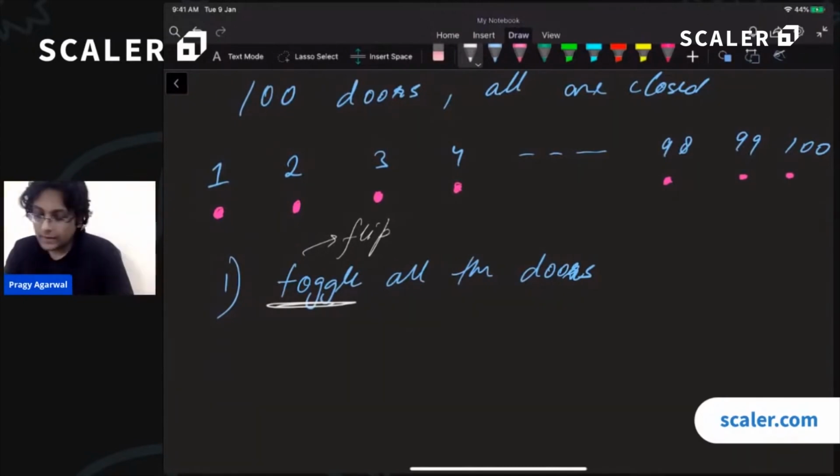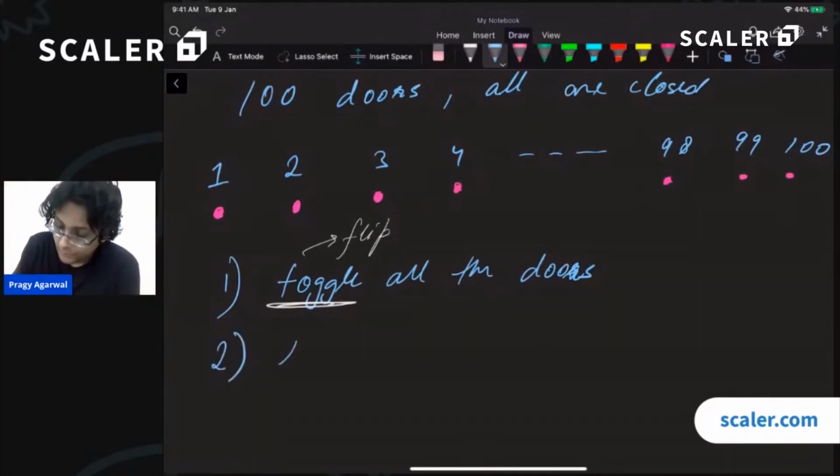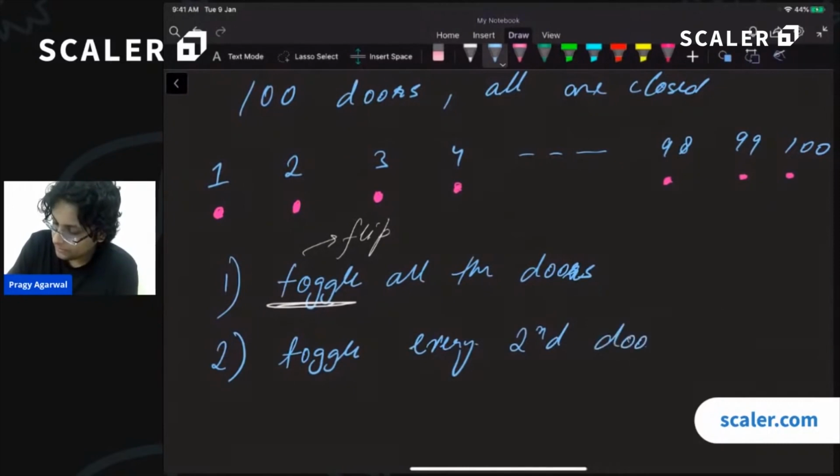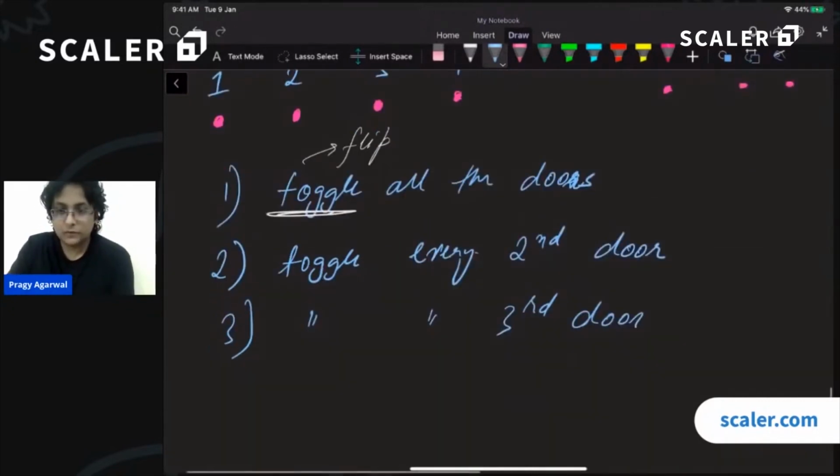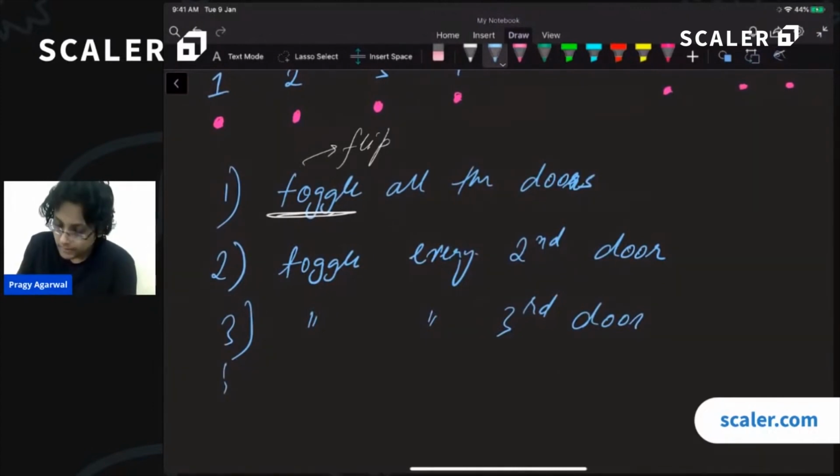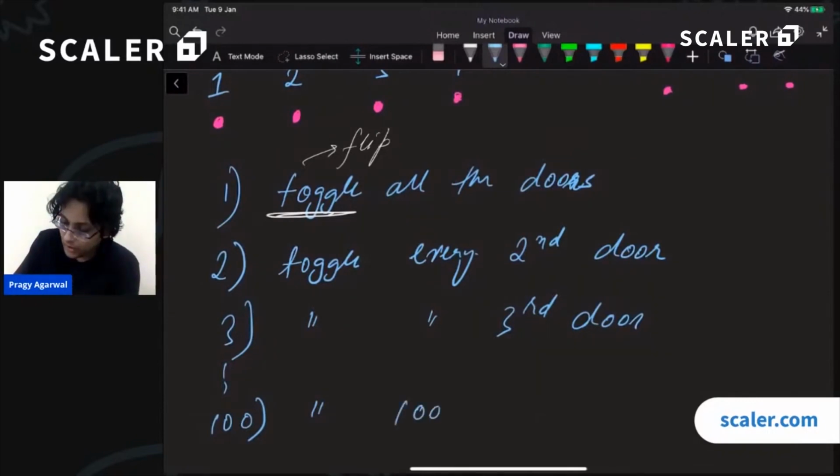Cool. So in the first step, we will toggle all the doors. In the second step, we will toggle all the even doors. Basically, we will toggle every second door. In the third step, we will toggle every third door, and so on and so forth. In the 100th step, we will toggle the 100th door. So this is what we are going to do.